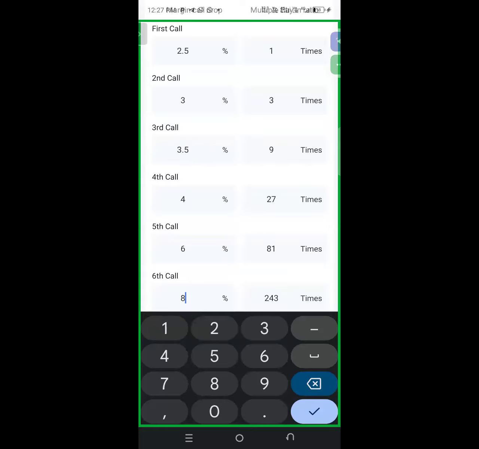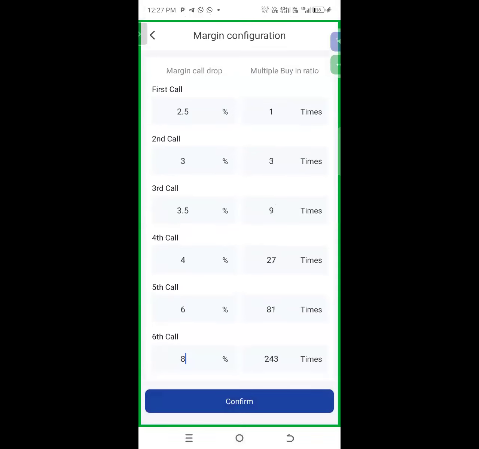Right? So let's add everything to see what will be the total call. 2.5 plus 3 plus 3.5 plus 4. So do the total calculation and let's see the result. 2.5 plus 3 plus 3.5 plus 4 plus 6 plus 8. Do the total calculation and let's get it right. What is the total call drop?